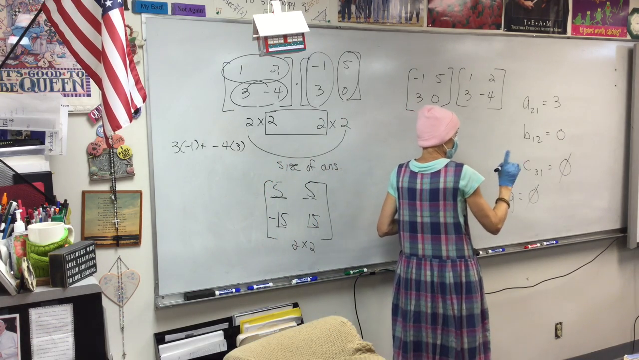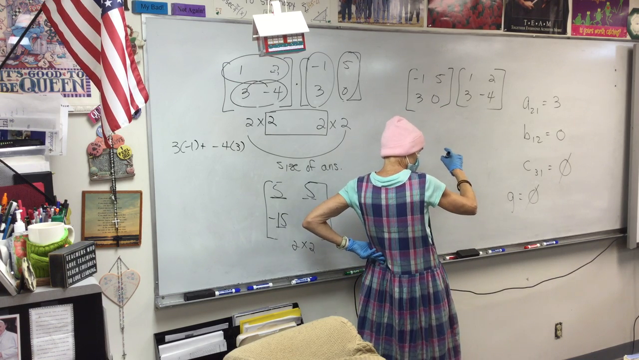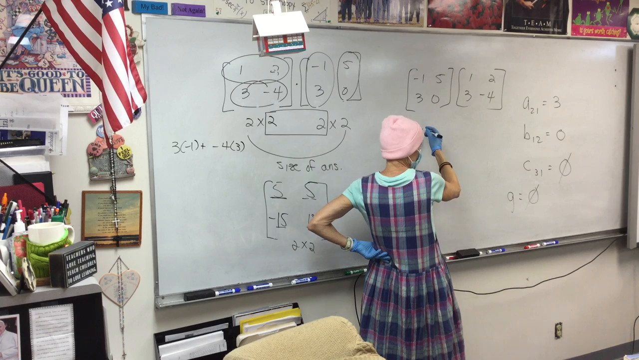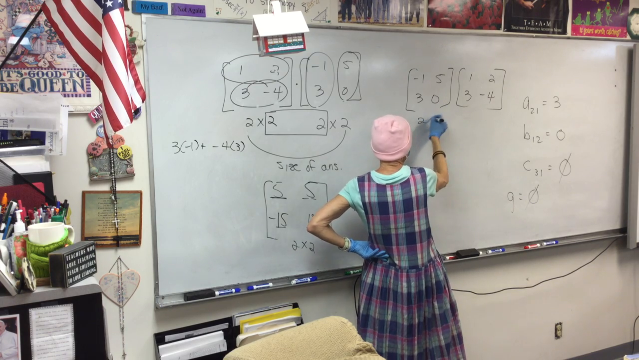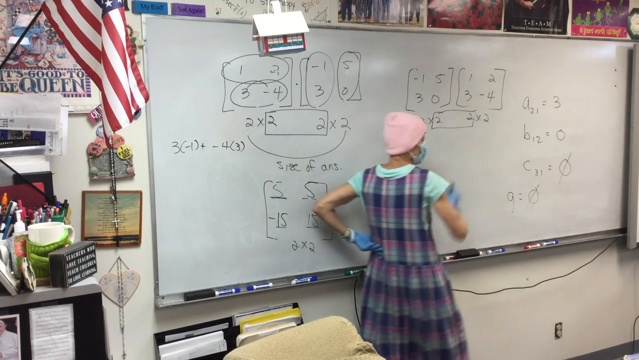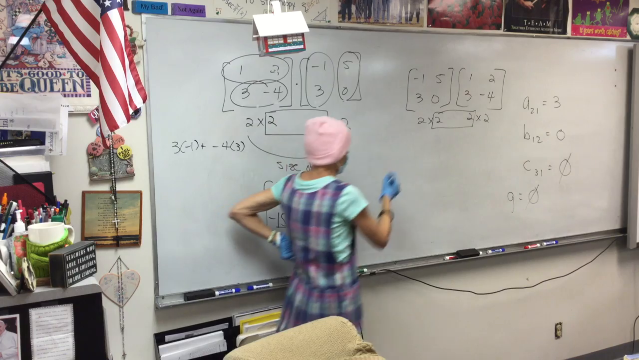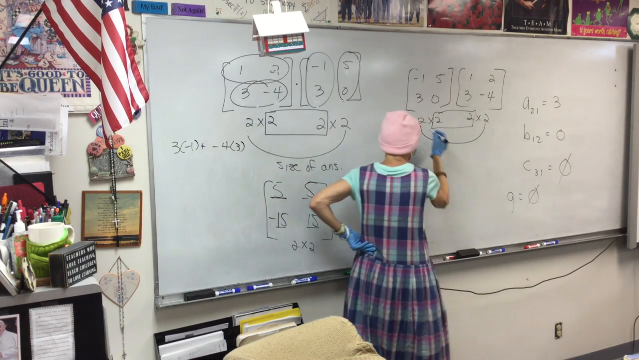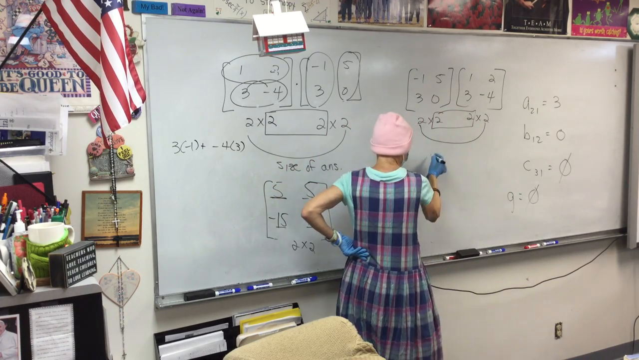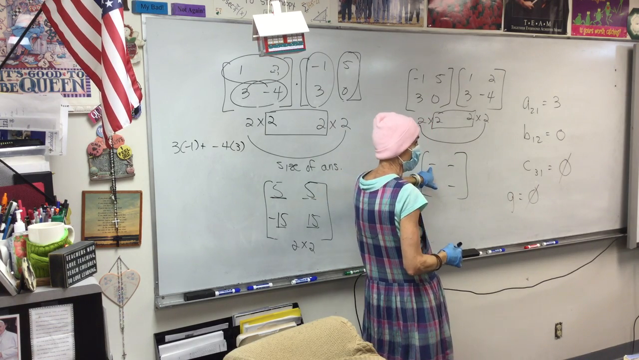Let's go through our rules. Make sure we remember how to do this. Jennifer? Well, 2 by 2 and 2 by 2. So the first thing I do is check to make sure I can multiply. And I can. And then what do these two numbers tell me, the ones not in the box? That's my answer, 2 by 2. Okay, so now Jennifer, you're gonna help me find that number.